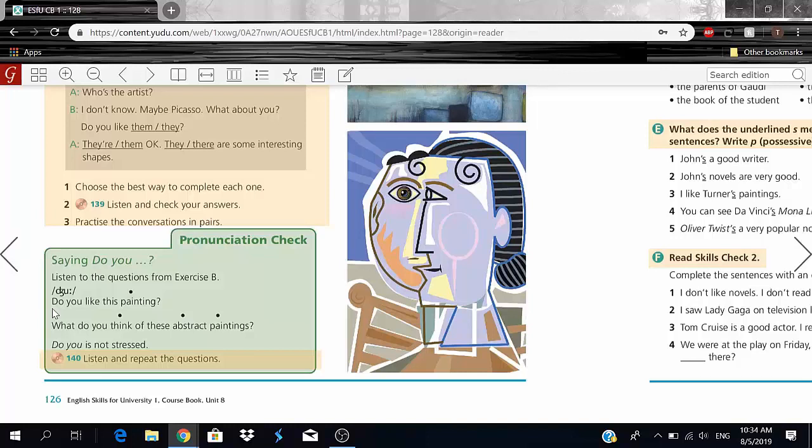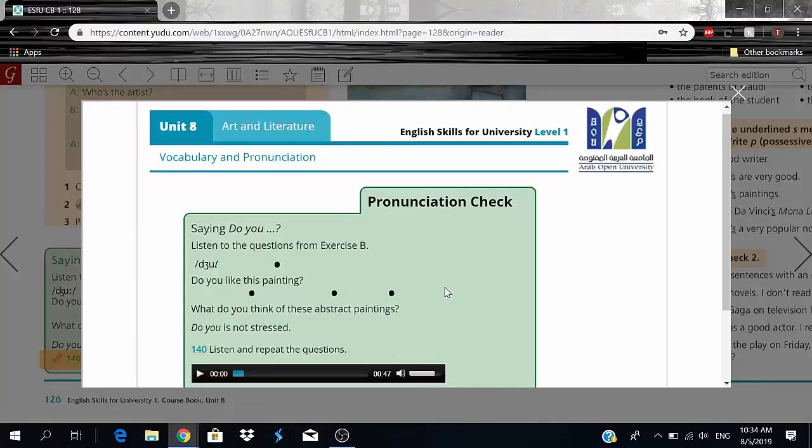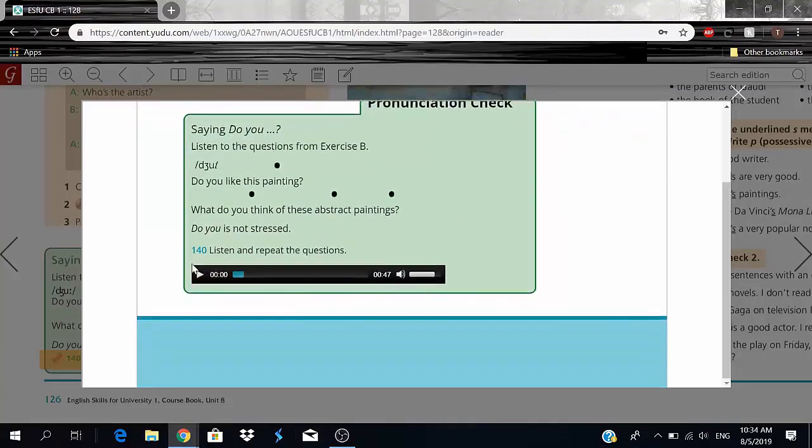What do you think of these abstract paintings? You see how that kind of stress goes over think, abstract, and paintings, but not over do you. So what do you think of these abstract paintings? That's how it's supposed to be done. We don't say it the other way; we say it like this. I hope you're kind of able to understand what I'm trying to say here. We're gonna listen to some questions, and I want you guys to pause it and repeat the questions after the guy or girl in the audio. Okay?